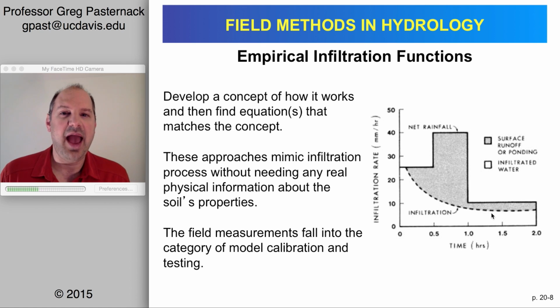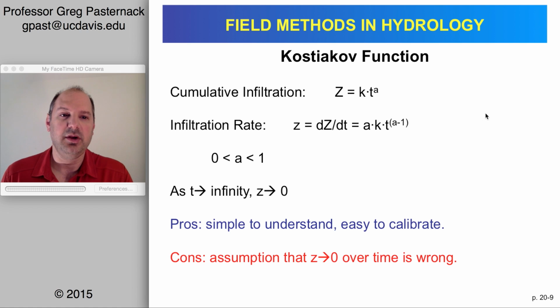Well, we need to have experiments that we can run to get at what this dashed line looks like. I mean, we can generally see it has some sort of exponential shape to it, but we need to fit the parameters to that function to characterize it. So this is an example of a field measurement approach that falls into the model calibration and testing scheme. So I'm going to show you three different functions increasing in complexity. The first two are empirical, and then the last one is analytical, and we'll have to work through its derivation.